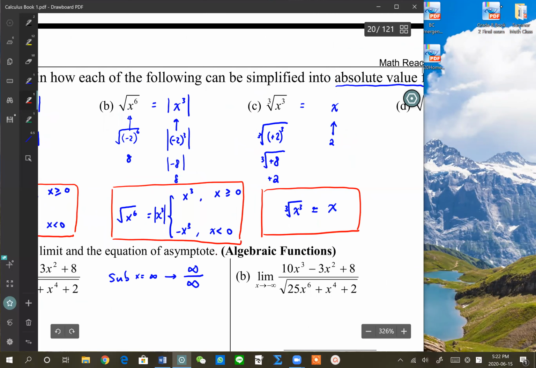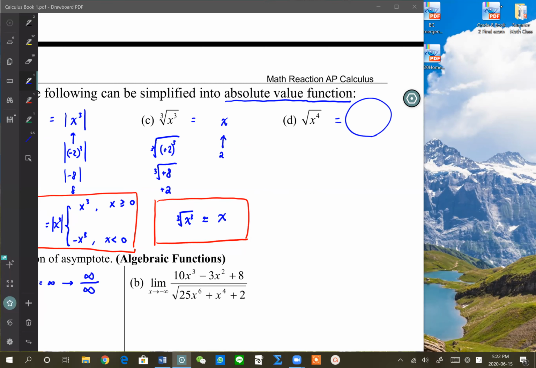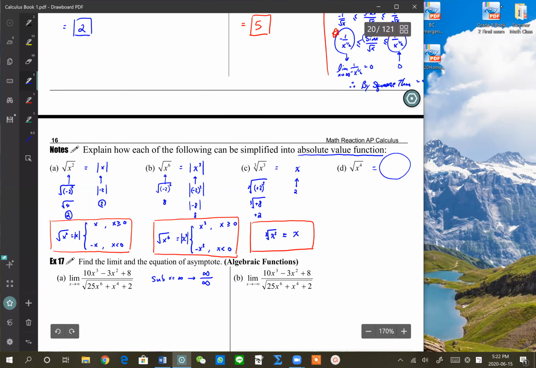So question D, I would like you to try to do the testing by yourself, okay? And then let me know what kind of result you get. Would it equal absolute value, or it doesn't need absolute value? So after you get a conclusion, please raise your hand, okay? And I'll help Emily to catch up.